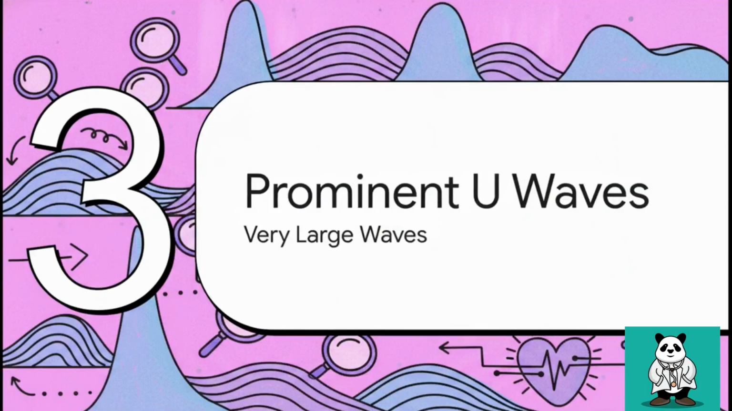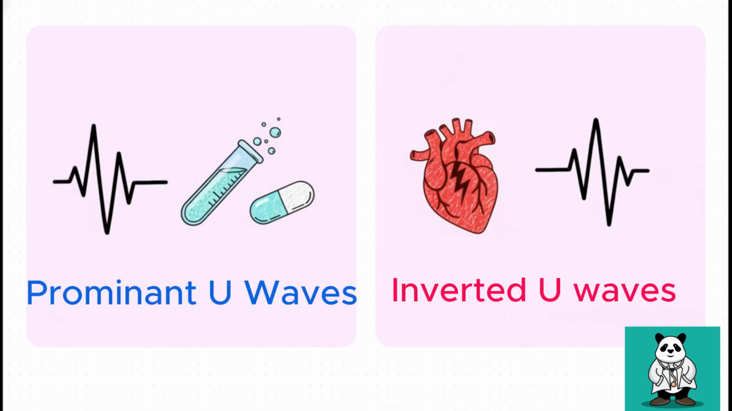Which brings us to Section 3, prominent U waves. Let's look at those dangerously large deflections. We can basically divide our pathology into two camps. Prominent U waves, meaning those larger than 25% of the T wave, are typically linked to chemical imbalances, stuff like messed up electrolytes or drug toxicity. On the flip side, inverted U waves, which we'll hit in a minute, usually point to physical, structural danger. Try to keep that chemical versus structural divide in the back of your mind.